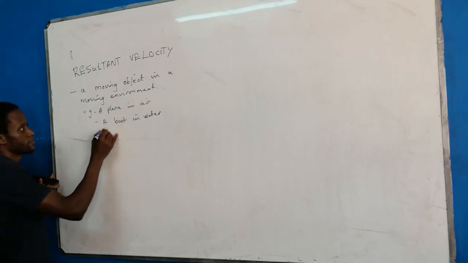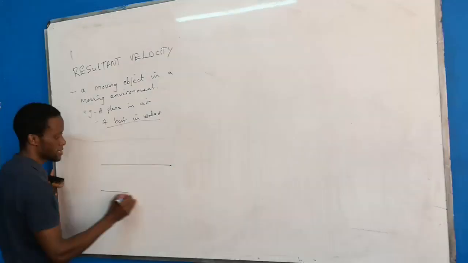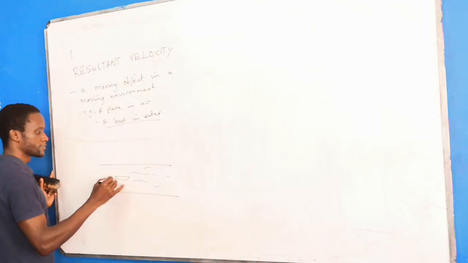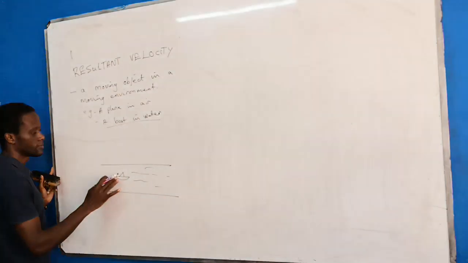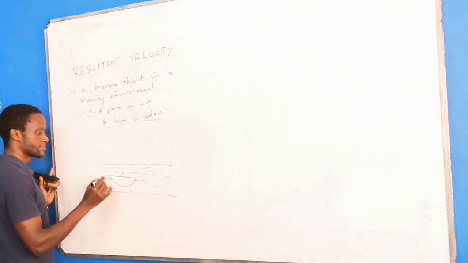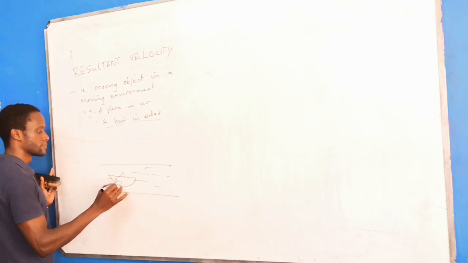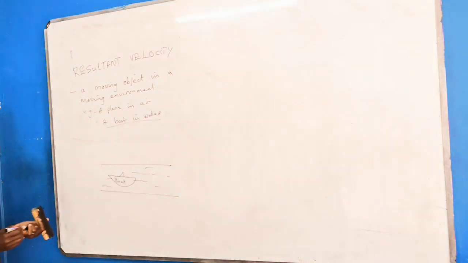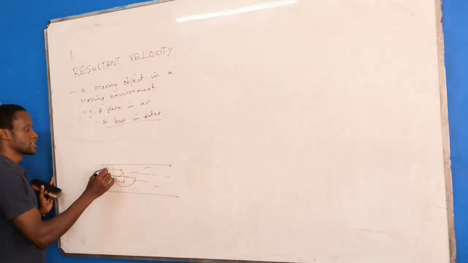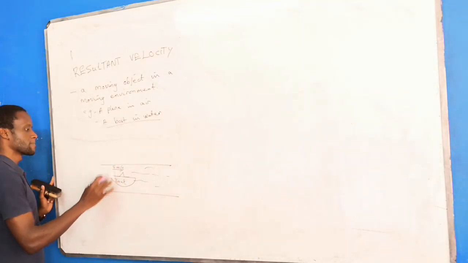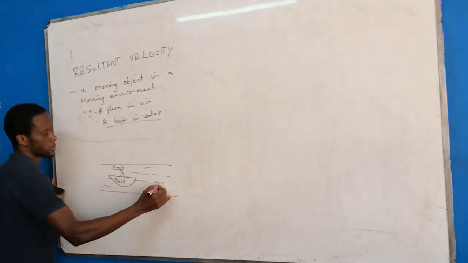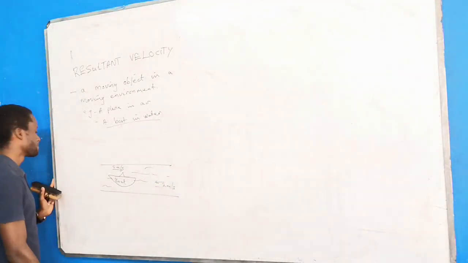Alright, let's look at this example. We have a stream. I've been given this. This is water. Then you have a boat. Let's create a bigger boat. This is a boat. If the water was not moving, this boat can move at 5 meters per second, but the water is also moving at 2 meters per second.